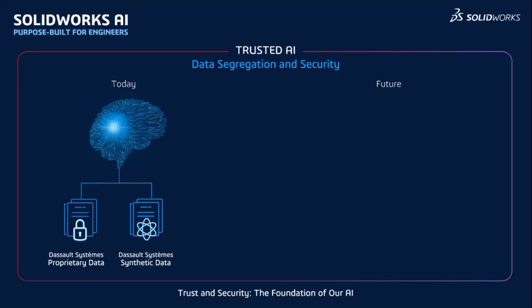So the first question that comes in is data segregation and security. This is a different topic again, but from the AI point of view, this is an important question, and the answer is the foundation of the SolidWorks AI strategy. The models are trained only on Dassault Systèmes proprietary data and carefully created synthetic data. It does not use any customer data to train the models. Don't worry, your IP stays your IP. Your data remains fully under your control. That trust and security is fundamental to how Dassault Systèmes is approaching AI.